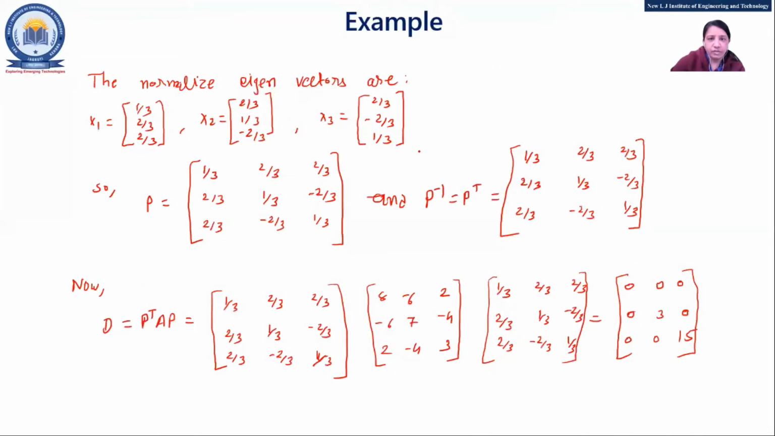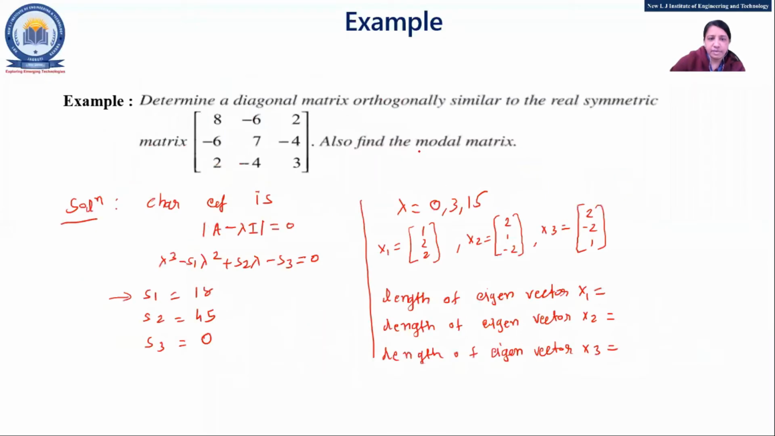Fine? Okay. So now we'll see the example for that one. Determine a diagonal matrix orthogonally similar to the real symmetric matrix, that is this. Also find the model matrix. Remember the name is also there. Model matrix, that means P matrix.